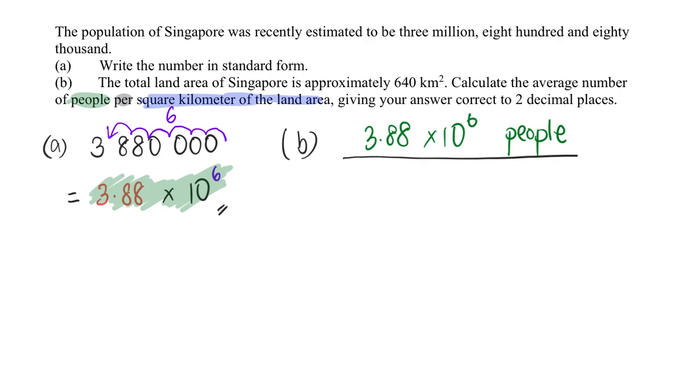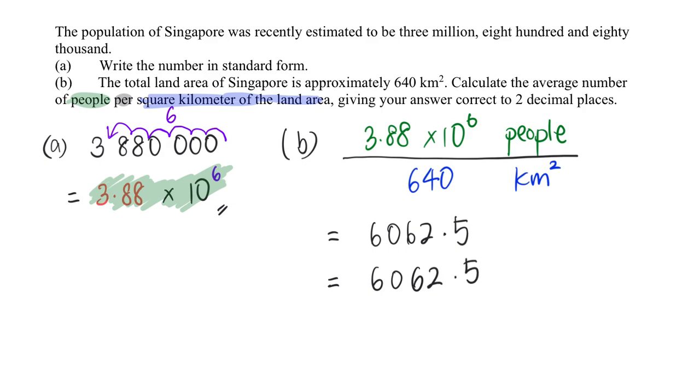Per means divide. Land area, they give us at 640 kilometer square. So the question itself already tells us the working. Alright? And after that, this will give me a value of 6,062.5. But they do want us to give my answer correct to 2 decimal place. So meaning I will then have to rewrite my answer as such to 2 decimal place.